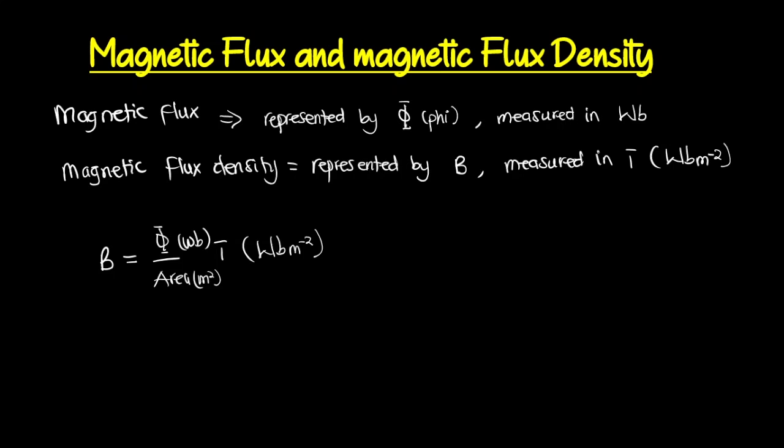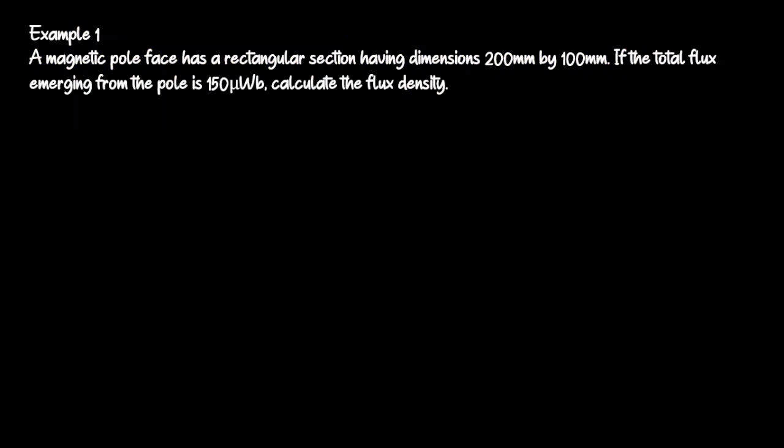So now that we know the definition of what magnetic flux is and magnetic flux density, as well as the formula for magnetic flux density, let's have a look at some problems to actually appreciate what we are doing. So we have example number 1. A magnetic pole face has a rectangular section having dimensions of 200 millimeters by 100 millimeters. If the total flux emerging from the pole is 150 microweber, we are to calculate the flux density. This is a very simple solution, so let's go ahead and look at that.